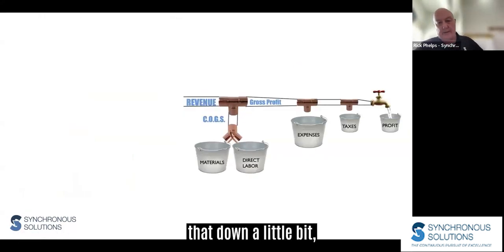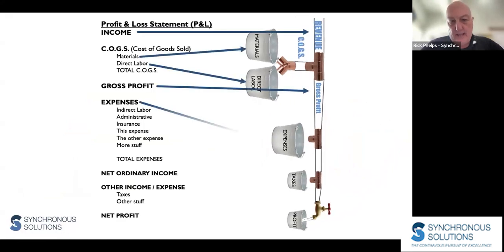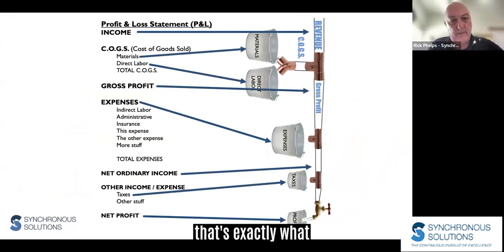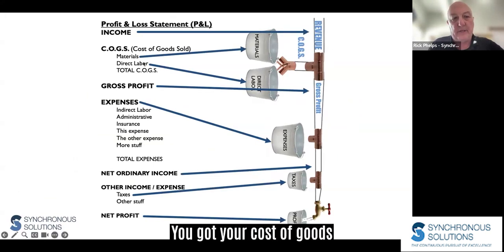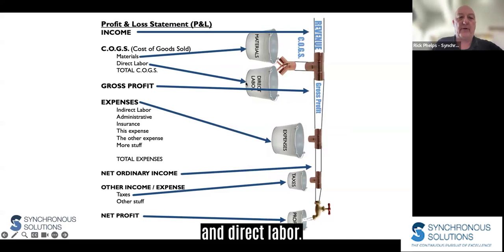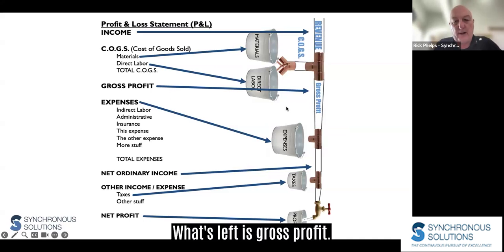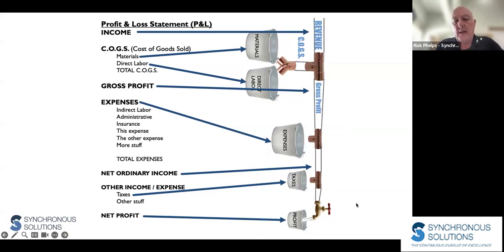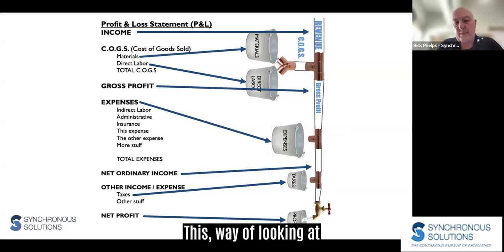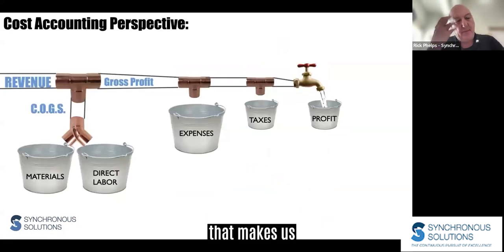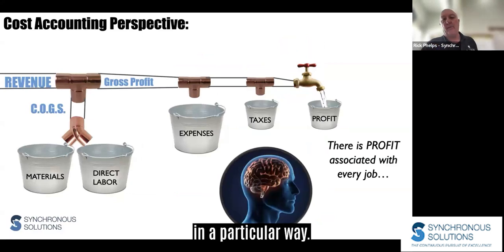So I'm going to shrink that down a little bit, turn it on its end, and show you that that's exactly what your profit and loss statement is. Your revenue comes in as income. You've got your cost of goods sold, materials and direct labor. What's left is gross profit. You've got a bunch of expenses, a bucket load of them. You get your ordinary income before taxes and profit. So there's your P&L. This way of looking at business has some implications. It makes us think about things in a particular way.